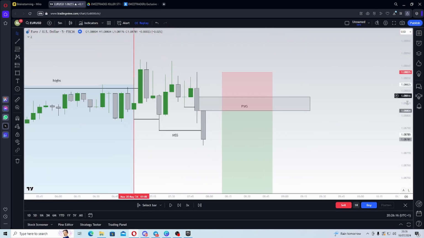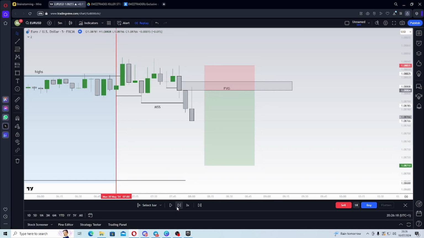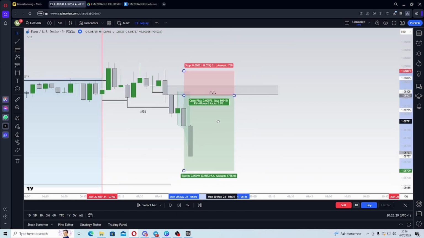And now if I play price forward, you're going to see how it will enter this area, just like right there.